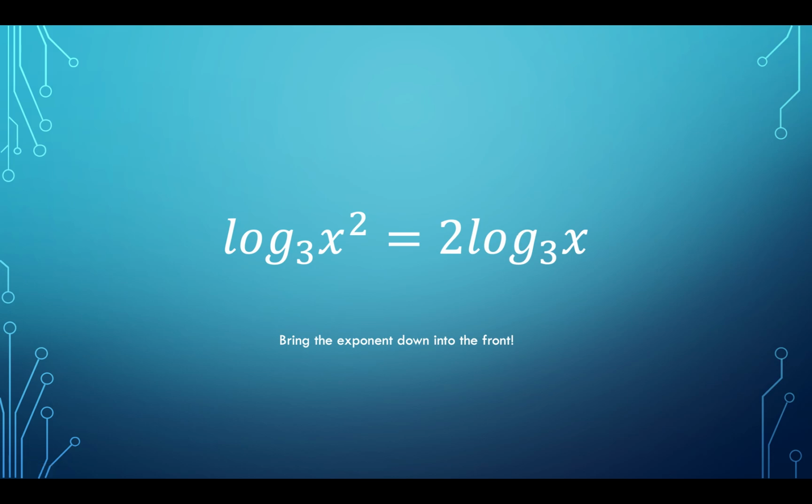How about if we have log base 3 of x squared? Well, we have an exponent over here, and the way to simplify an exponent is to bring it where? Down into the front. So this log expanded is 2 times log base 3 of x. Like I said here, bring the exponent down into the front.